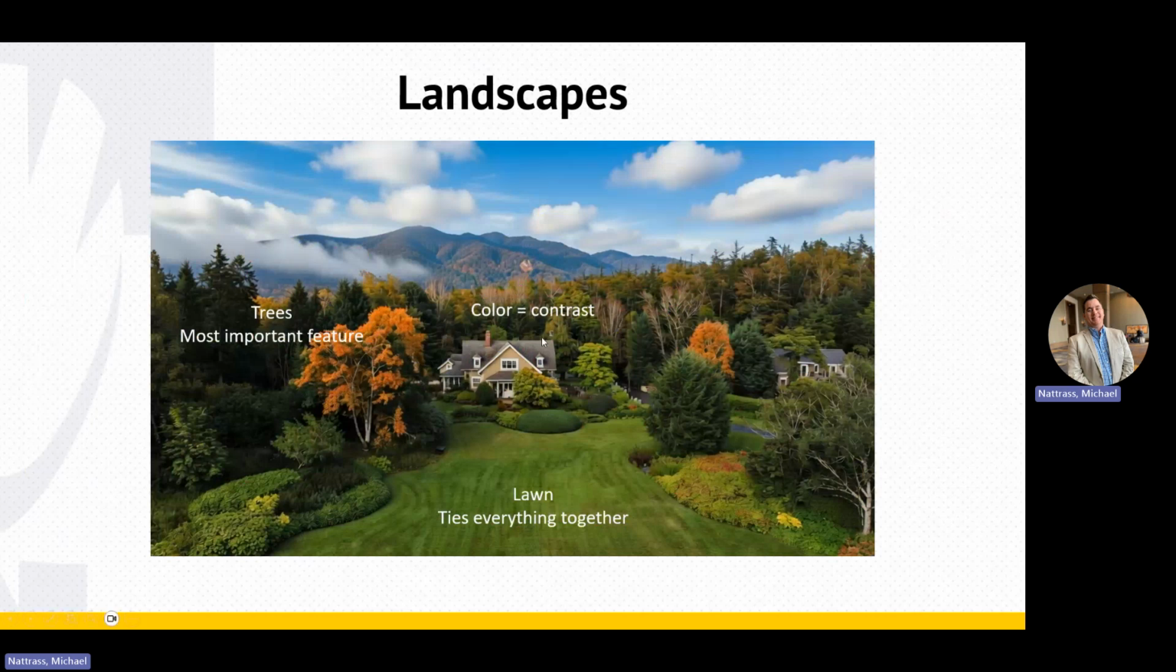So we got color. Trees are going to be the most important feature, and then the lawn is going to tie everything together, because it's probably going to be the centerpiece of that, and you want everything around it to have this inviting sort of feel, like you're leading up to that house.